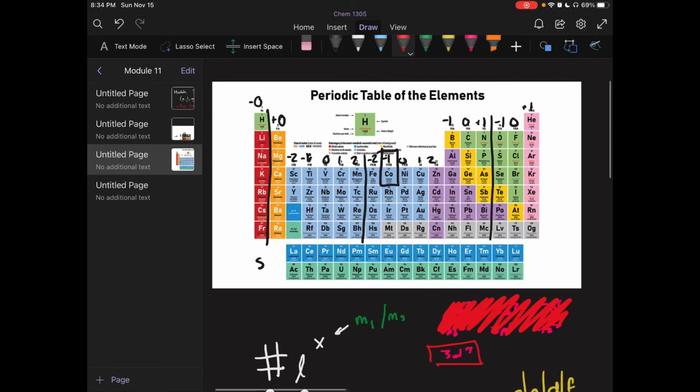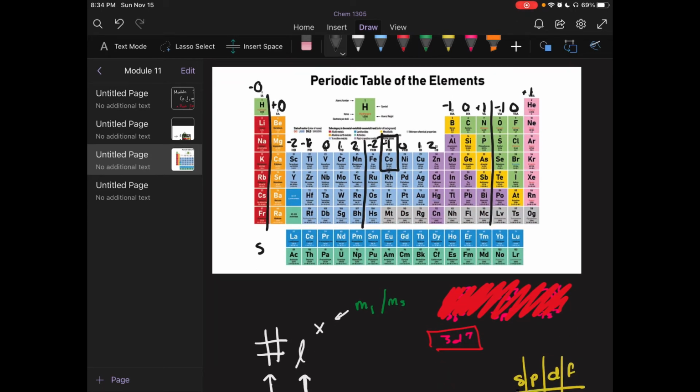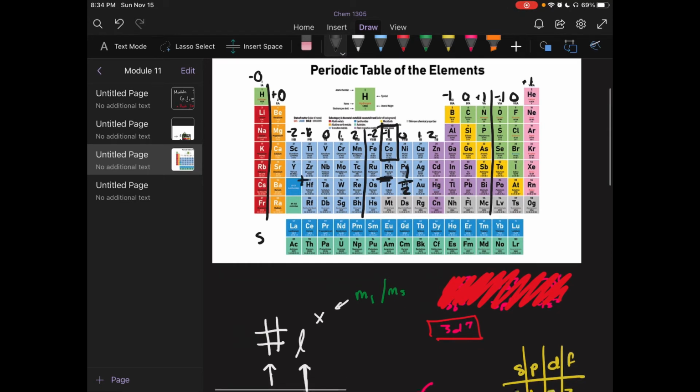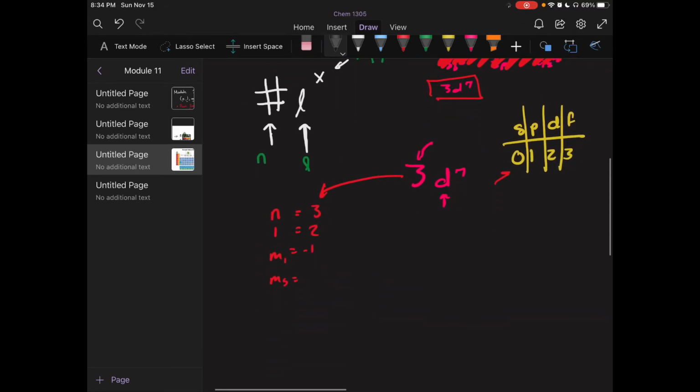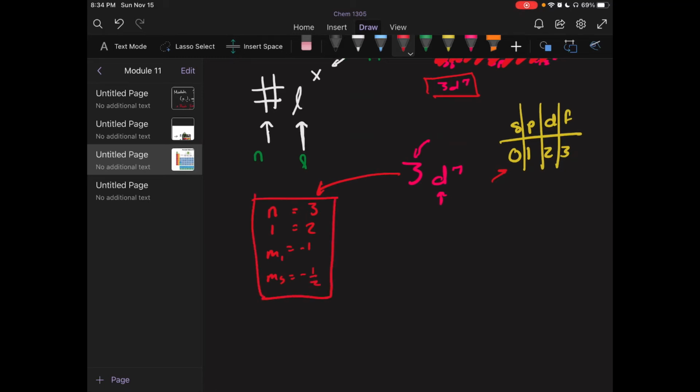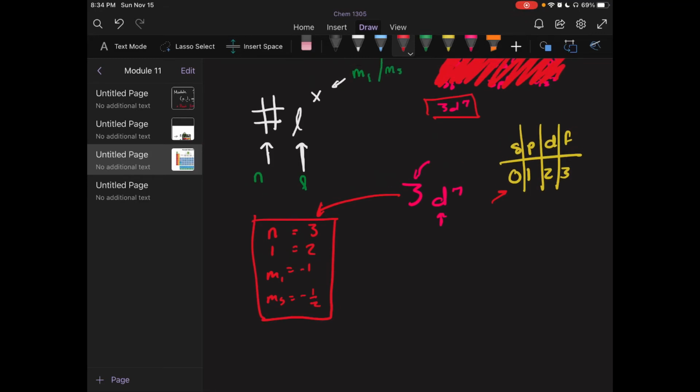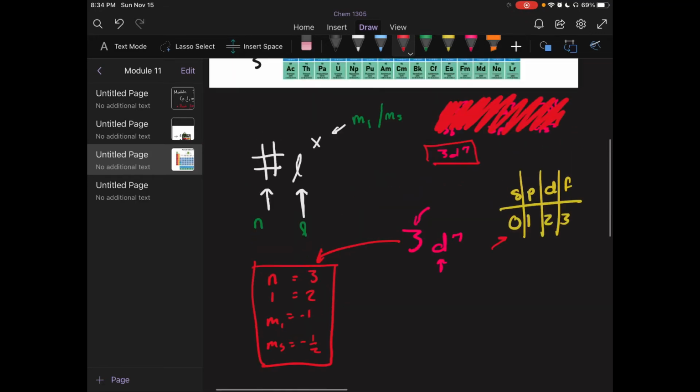And for ms, because it's on the right side of the half, we input a value of negative 1/2. If it's on the left side, we input a value of positive 1/2. So if it's on the left, positive. If it's on the right, negative. Pretty self-explanatory. So that means ms is equal to negative 1/2. And these are our quantum numbers for cobalt, standard ground state cobalt.